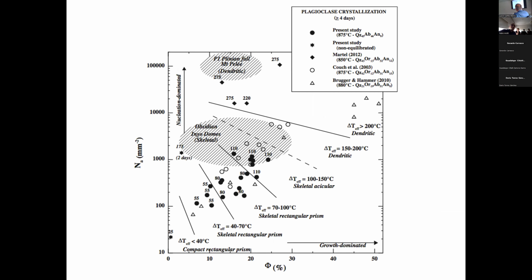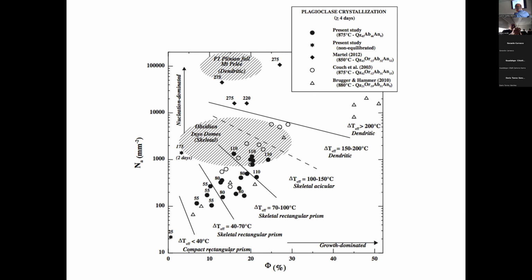Here, this diagram puts together experiments at different undercooling: lower than 40, between 40 and 70, 70 and 100, 100 and 150, 150 and 200, and higher than 200. So you have this trend with the evolution of the shapes from rectangular prism to skeletal to dendritic and so on, as we said before, and so the increase of crystal number density and crystal fraction.